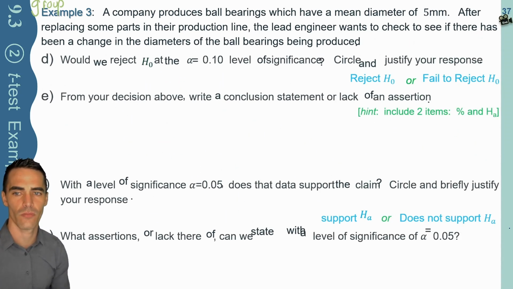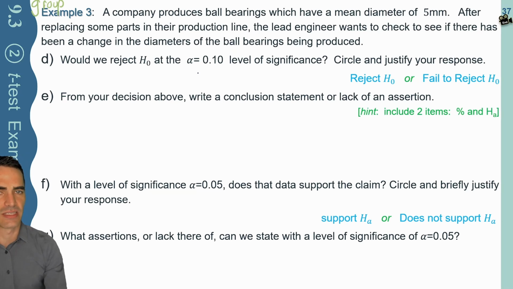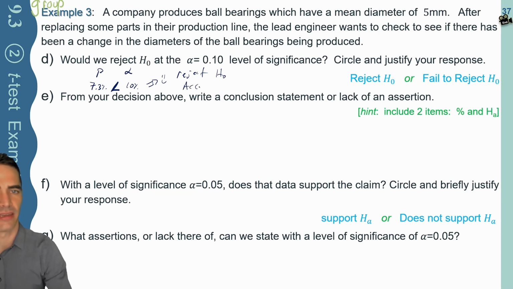Would you reject the null hypothesis at alpha equal to 10% level of significance? Whenever making these comparisons, I have my p, I have my alpha. p was 7.3%. Alpha here is 10%. Ooh, you're getting elated because p is less than alpha. Fantastic. I get to reject the null hypothesis and accept the alternative hypothesis.